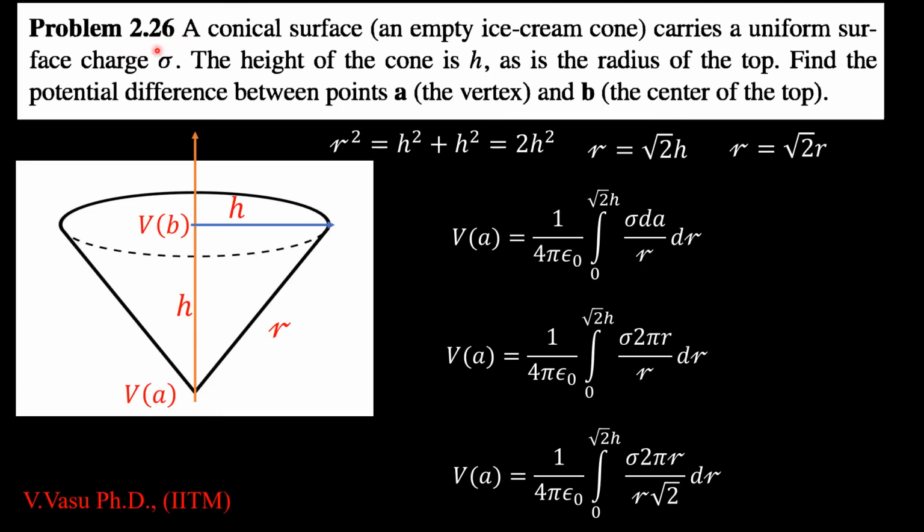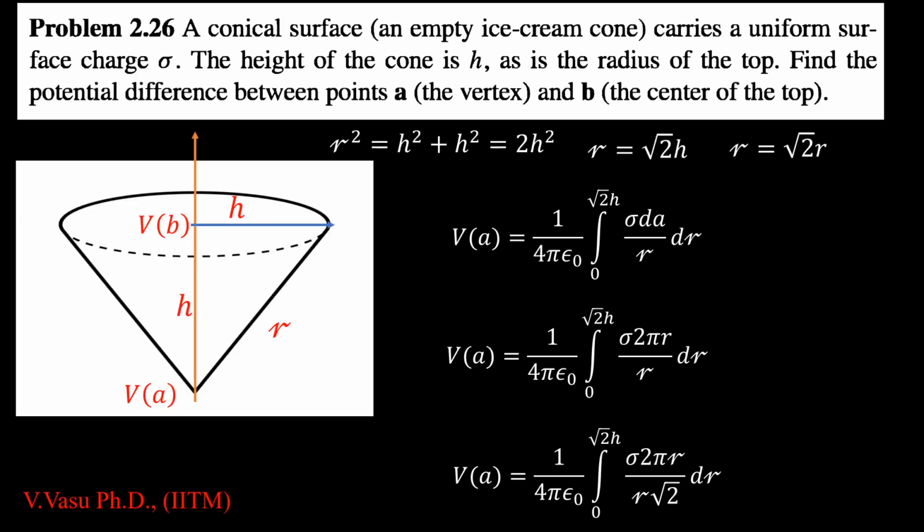Today we will solve problem 2.26 of Griffiths, 4th edition, Introduction to Electrodynamics. Problem 2.26: a conical surface, that is, an empty ice cream cone, carries a uniform surface charge sigma. The height of the cone is h, as shown in the figure, and the radius of the top is also equal to h. Find the potential difference between point A, the vertex, and point P, the center of the top.